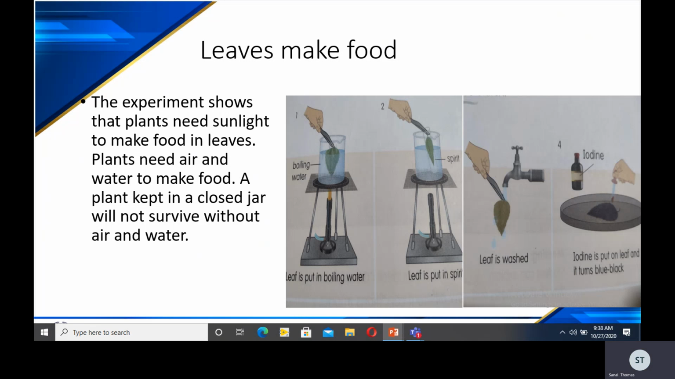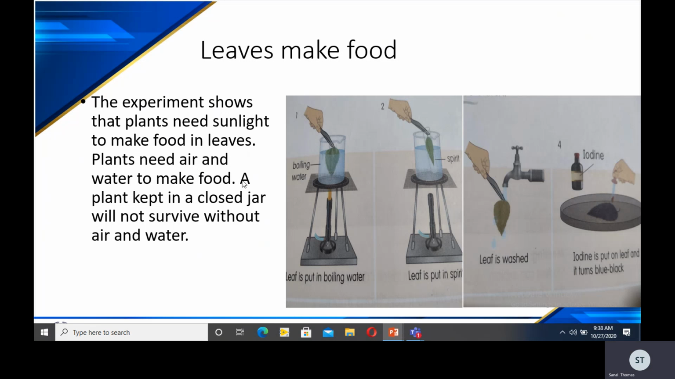happening or not. You will observe that the leaf which you didn't cover will turn blue black, while the other leaf which you covered with the black paper will not change its color. The black paper did not allow the sunlight to reach that particular leaf. Therefore, it was not able to make any food. So this experiment shows that plants need sunlight to make food in leaves, and plants need air and water too to make food.